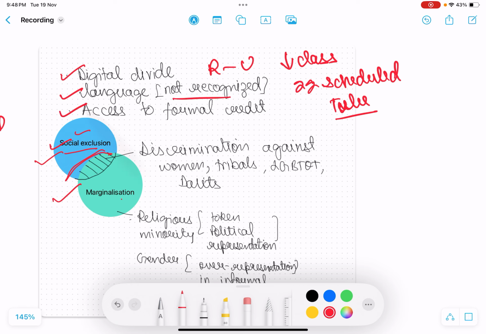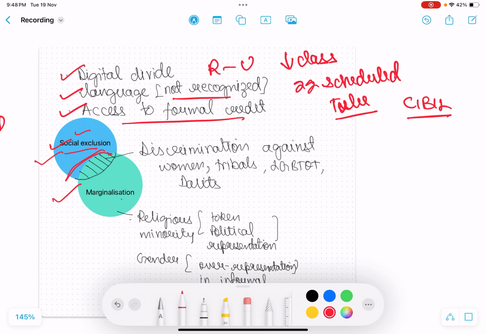And then access to formal credit facilities. We may find that people may not have a CIBIL score because they do not have sufficient, good, stable incomes, or they have not taken credit cards before and are not eligible, and so they may be denied access to formal credit. So all these are formal social exclusions, which are not marginalization.